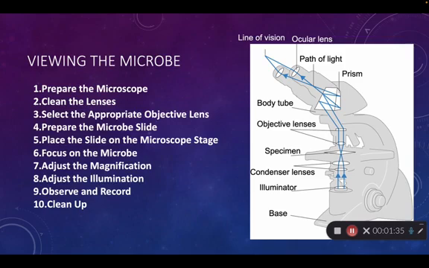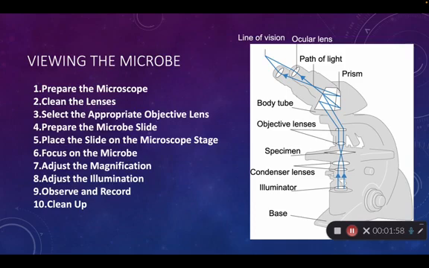Viewing the microbe. There are 10 steps to viewing the microbe. We have prepare the microscope, clean the lenses, select the appropriate objective lens, prepare the microbe slide, place the slide on the microscope stage, focus on the microbe, adjust the magnification, adjust the illumination, observe and record, and clean up. But in steps, we have prepare the microscope.